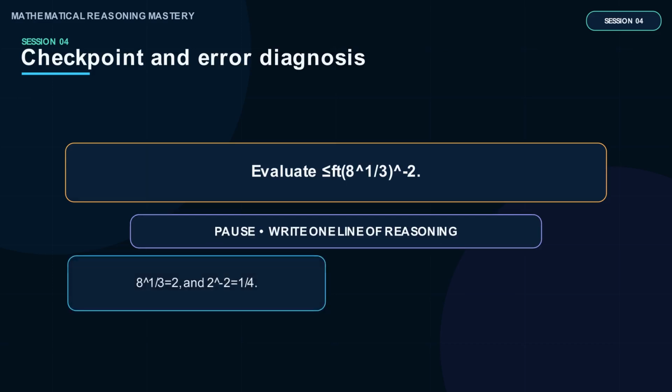Here is a focused hint. 8 to the power 1/3 equals 2, and 2 to the power minus 2 equals 1/4. Use the hint to repair the setup, then finish the reasoning yourself. The accepted answer is 1/4. Explain why it works, and name the earliest line that would reveal a likely error.